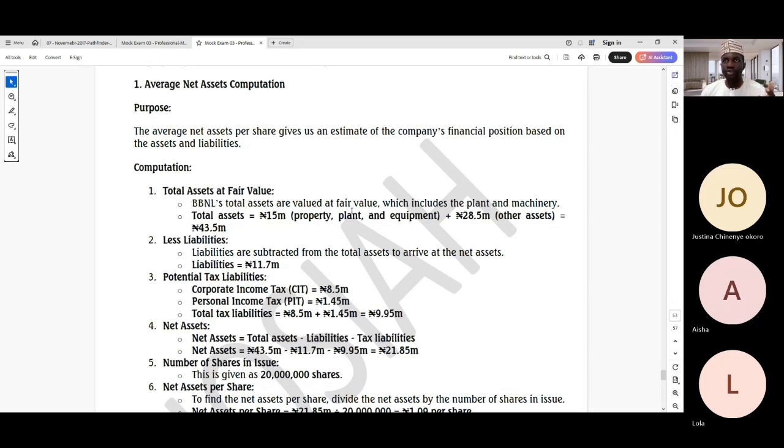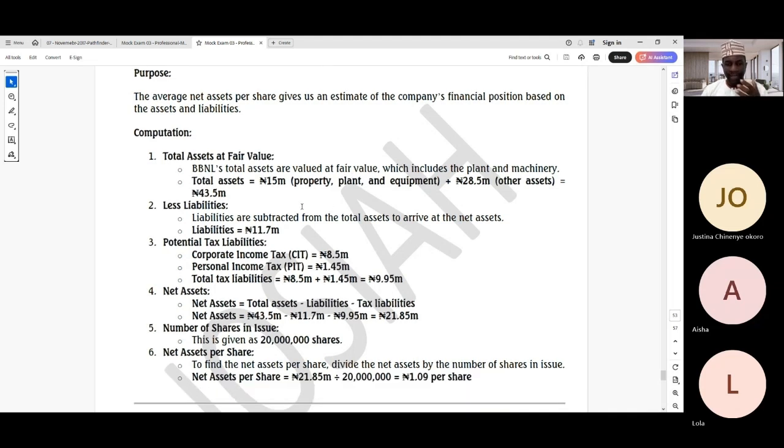You want to buy the company. So you want to know what do they owe and what do they own. So if what they owe is more than what they own, then the company is not valuable. Then if what they own is more than what they owe, then the company is valuable. So in answering your question, you are taking the total asset less total liabilities divided by the number of shares. And that's the naira value per share you are valuing the company. So the total asset minus the total liabilities in BBNL's case is 21.8 million. And the total shares they have for ordinary shareholders is 20,000 shares. So 21.8 million divided by 20,000 is 1.09 naira per share.